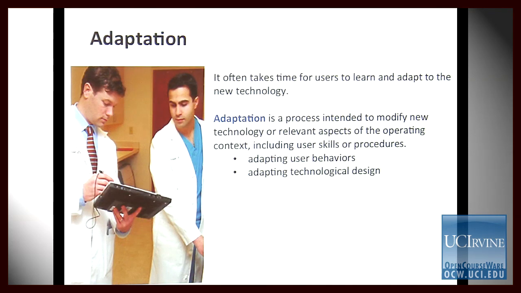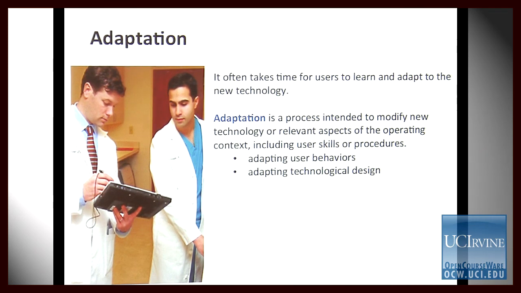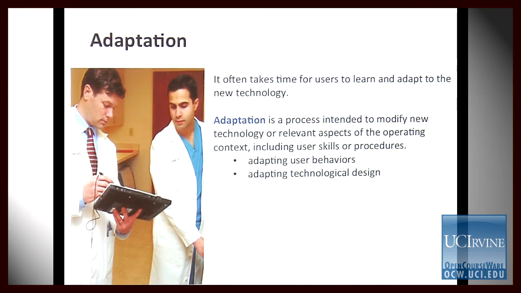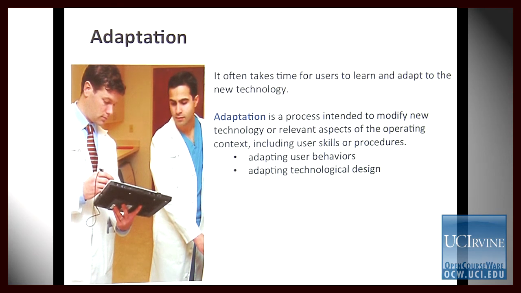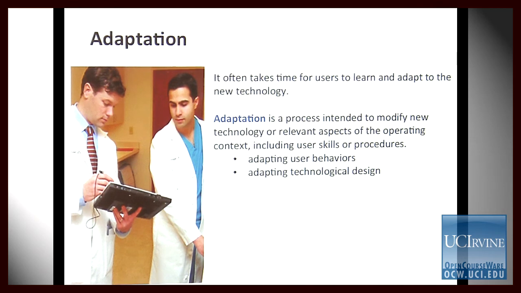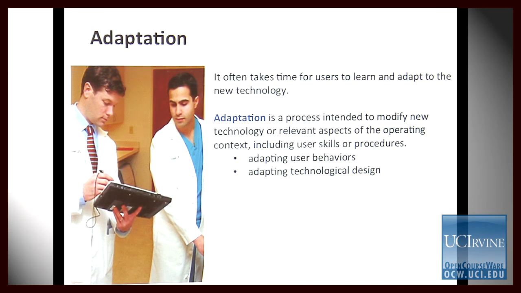So first of all, what is adaptation? People found out it often takes time for users to learn and adapt to new technologies. Adaptation is a process for users to modify a new technology, a relevant aspect of the technology or the environment, to better facilitate their work, including their skills and procedures. So when we think about adaptation, there are two ways of adapting. First of all, you can change the technologies. And secondly, you can change the behaviors.